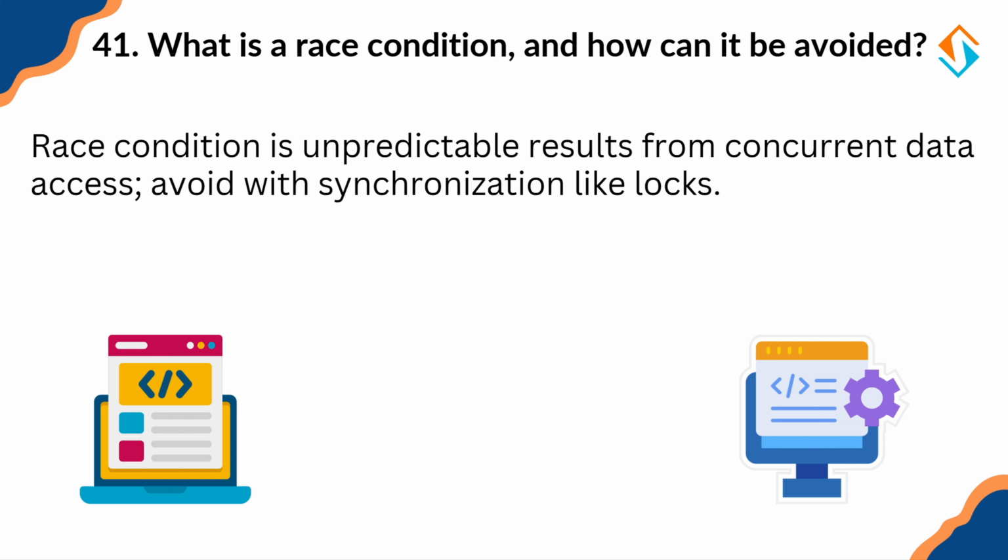Second is atomic operations. It ensures an operation completes as a single unit. Third one is thread synchronization. Use thread safe structures, example Java's synchronized or Python's threading lock.